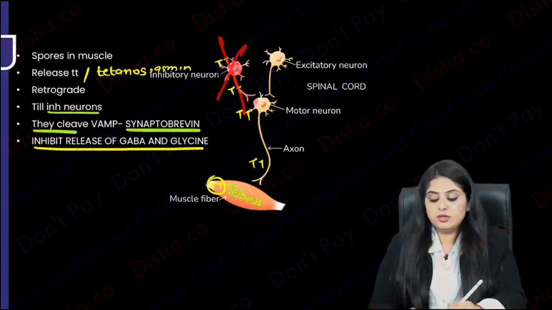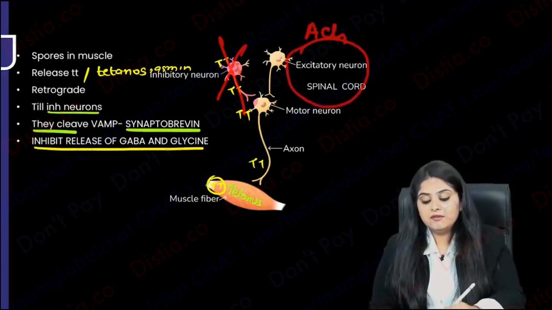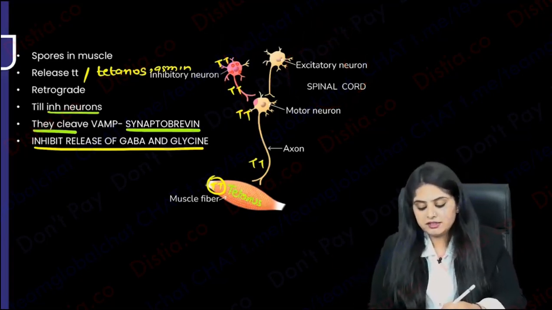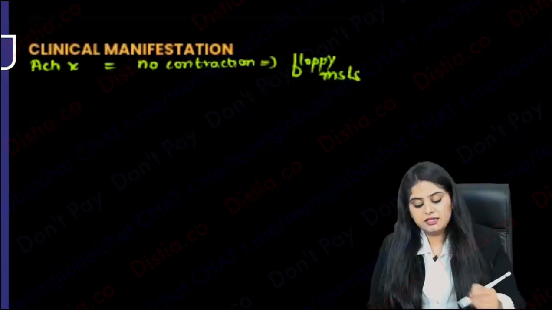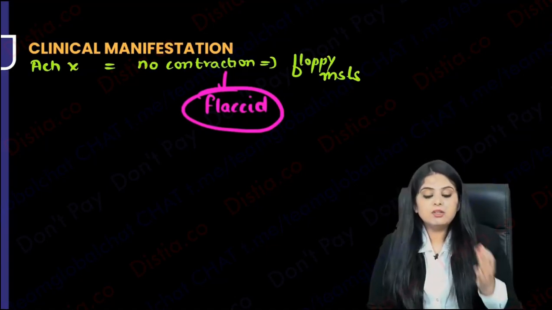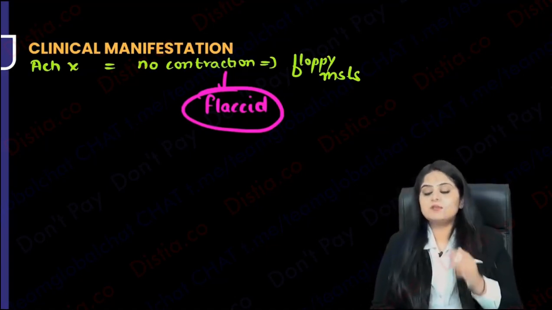Spasms happened in tetanus. Over here, acetylcholine will not come. So no one to contract. Everything is going to be loose and flaccid. So that is going to be resulting in what? That is going to result in floppy, means there will be flaccidity that will be noted. Everything is going to be flaccid. So how does one get, this is the mechanism, how does one get botulism?